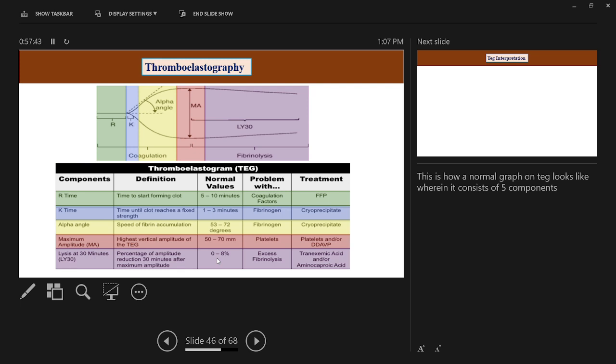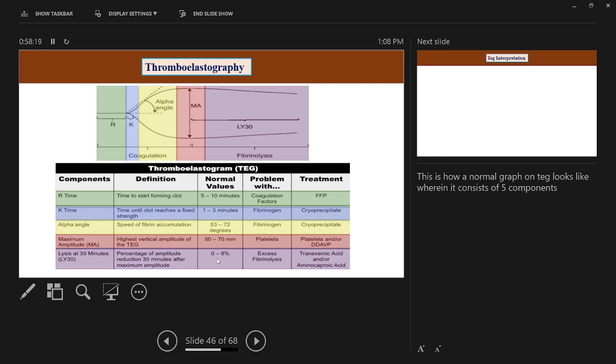Alpha angle is the speed of fibrin accumulation. So if there is a deficiency of fibrinogen, the speed with which the clot forms is also decreased. The normal is 53 to 72 degrees, but you can interpret it when there is a normal graph given for comparison. The maximum amplitude is the highest vertical amplitude of the TEG. Normal values are given, but usually the normal graph is not given in all the cases.